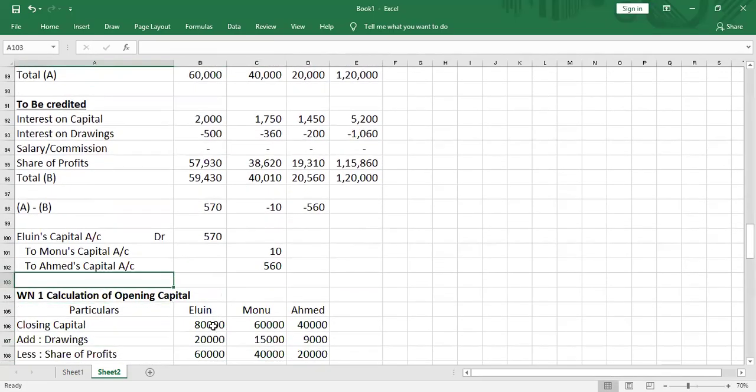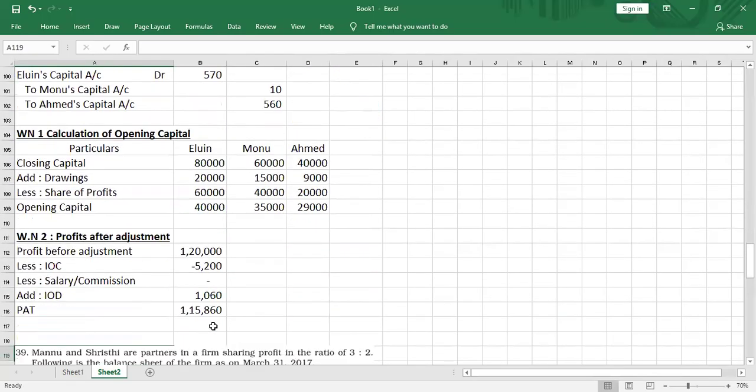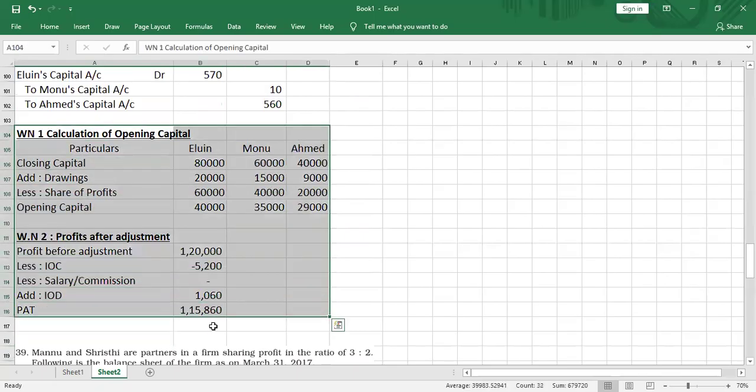All right, my dear children, with that, we've come to the end of this problem. I have another problem for you in which the calculation of opening capital is slightly different. Understood? So let's go ahead and solve that problem.